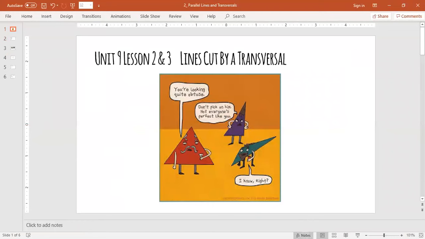Okay, today you are going to be doing Unit 9, Lessons 2 and 3. This lesson is all about lines cut by a transversal, normally parallel lines. I posted some guided notes in the announcements, so you could use those guided notes to go through this with me and make sure you have everything worked out and ready to go.